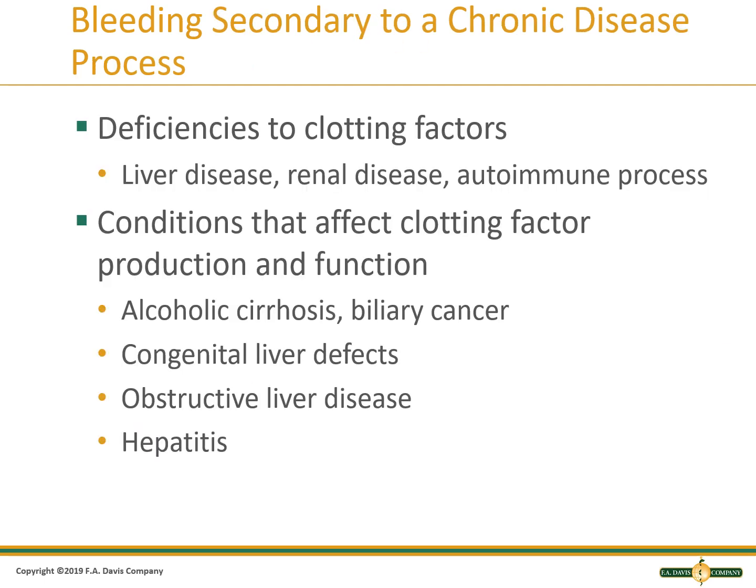There are also patients that can have bleeding that is secondary to a chronic disease process. So there are deficiencies of the clotting factors that may be related to liver disease, renal disease, which is kidney disease, or some sort of autoimmune process. Conditions that affect clotting factor production and function may be things such as alcoholic cirrhosis, which is tied to the liver, biliary cancer, also tied to the liver, congenital liver defects, meaning there's some sort of issue from birth with the liver, obstructive liver disease, and hepatitis.